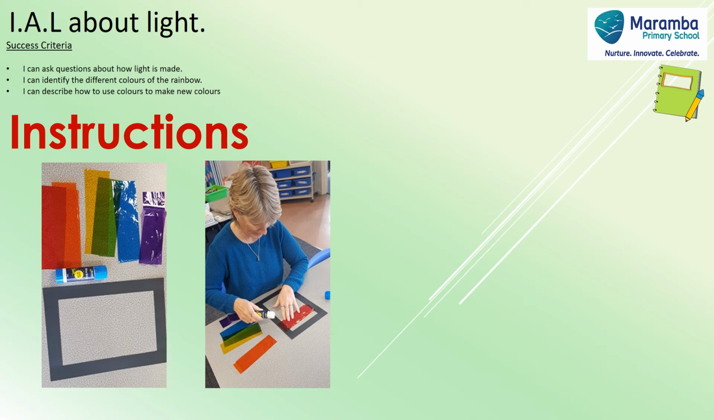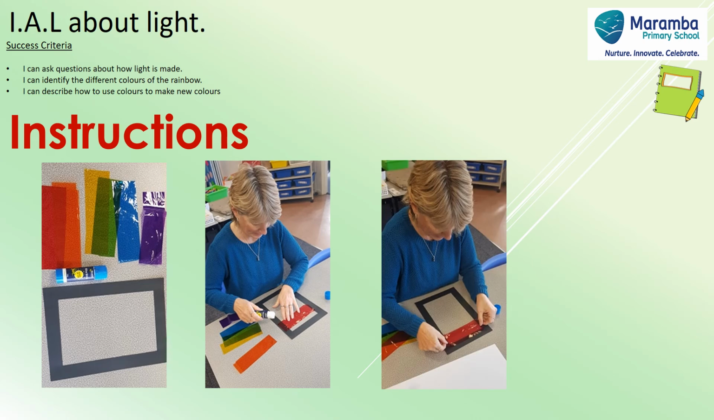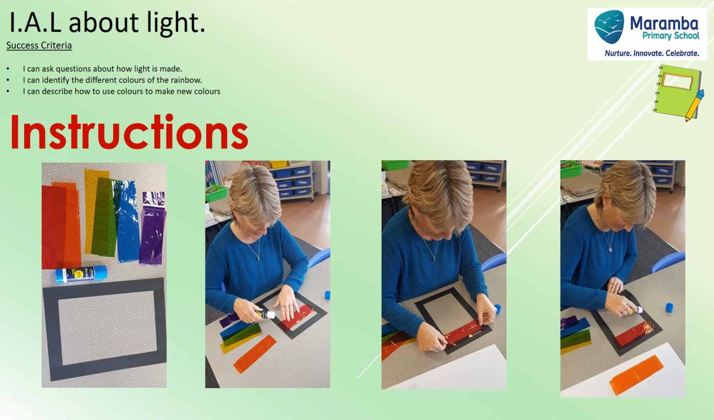As you can see, Miss Van Bakel is using her glue stick to stick the cellophane to her frame. But of course, you do need to get it in the right order. You need to have red at the top, then orange, yellow, green, blue, and then purple. Glue the sides and stick your cellophane on nice and tightly. Be very careful not to rip it and stick it down firmly.